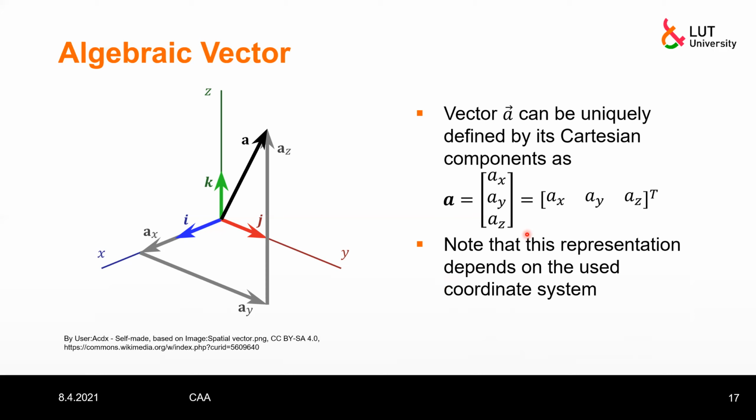However, of course, if we choose a different reference frame, those numbers will be different. They describe exactly the same vector. Of course, the magnitude is the same, but the numbers change because the numbers are meaningful only with respect to the provided reference frame.